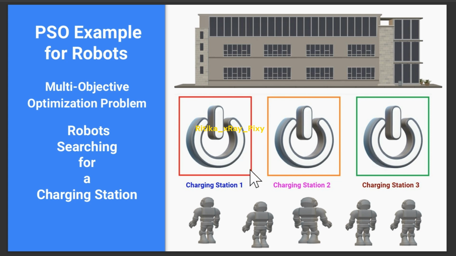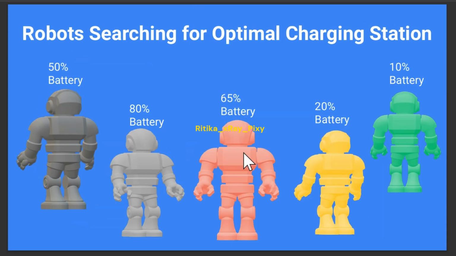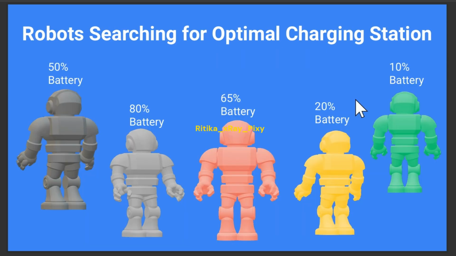Here you can see we have a large warehouse with multiple charging stations placed at different locations, and a group of robots moving around the warehouse. Each robot has a battery level, and the goal is to find the nearest and most efficient charging station before their batteries run out. We have different types of charging stations with features like quick chargers, standard chargers, and superchargers. Based on their needs, robots will prioritize different stations.